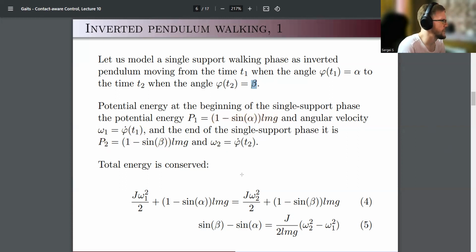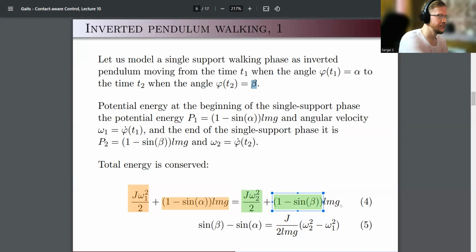Right. So this allows us to write total energy in the beginning of the single support phase. It is J omega 1 squared divided by 2, plus (1 minus sine alpha) lmg, which is equal to the energy at the end, because energy is conserved. At the end, it is J omega 2 squared divided by 2, plus (1 minus sine beta) lmg.